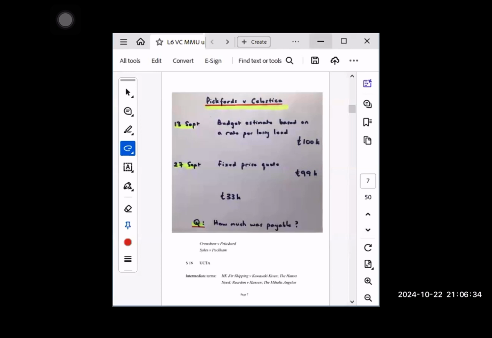Finally, just mention section 16. Let's look at section 16. Section 16, all section 16 says is that these terms, care, time, price, may be varied subject to UCTA. As simple as that.